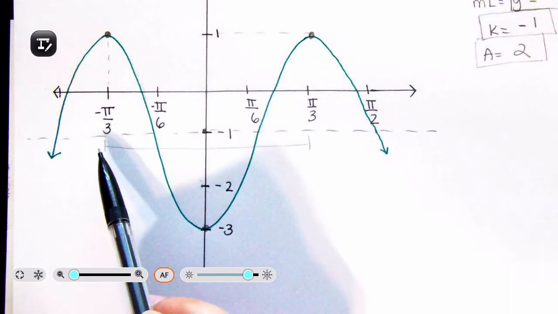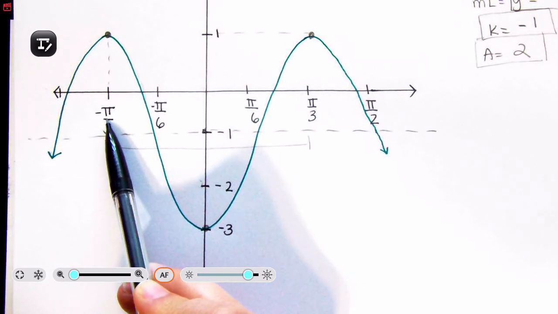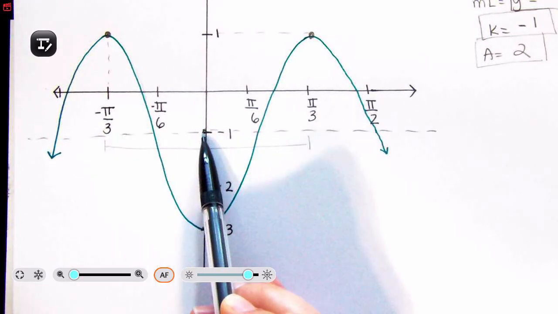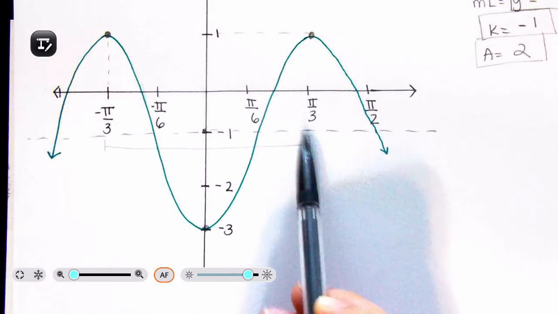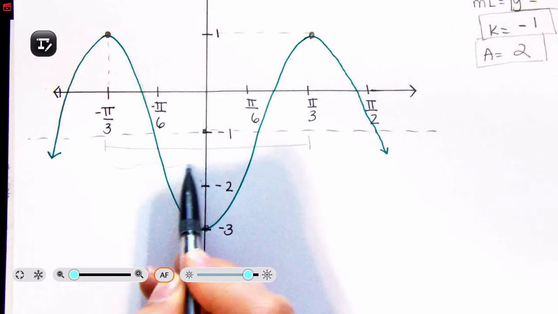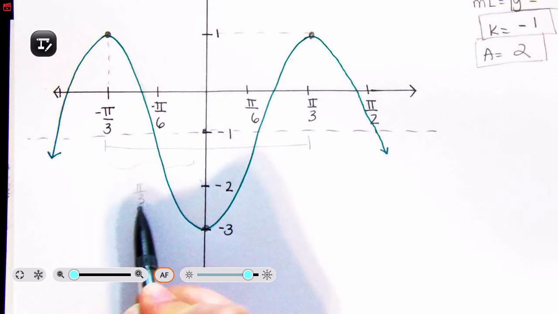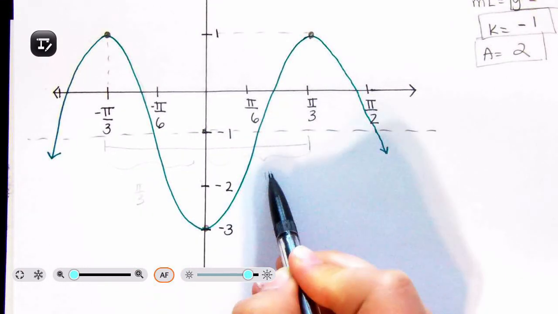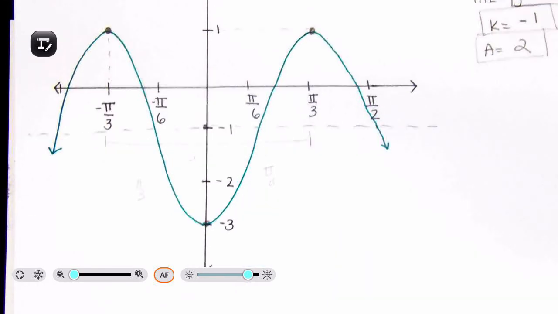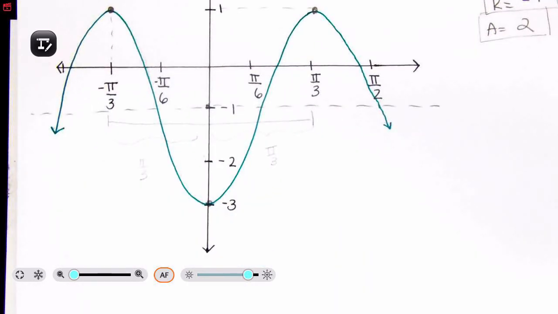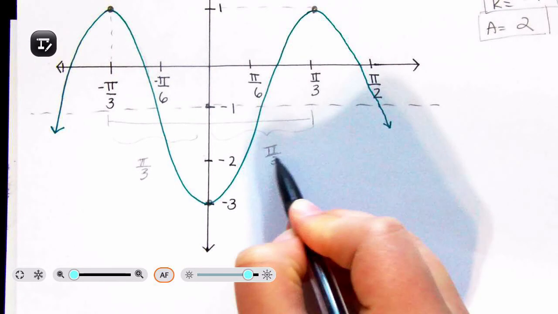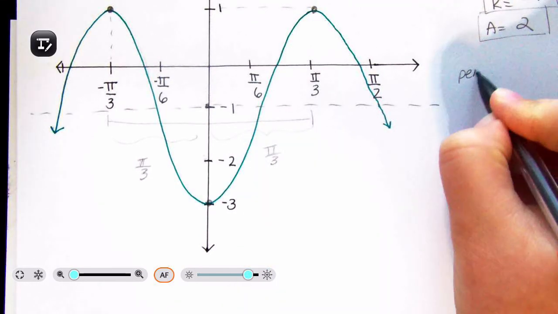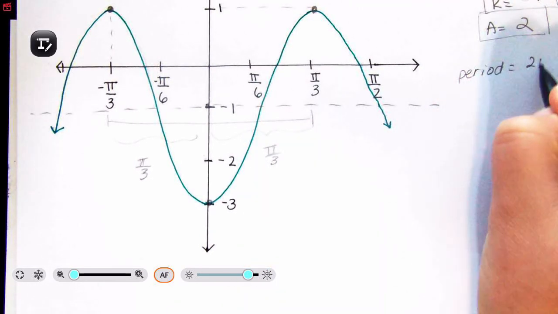Okay, so what is our distance? If I'm here at negative 3 pi, and I'm here at negative 3 pi, so what is our distance? Well, the distance between here and here is pi thirds. The distance between here and here is pi thirds. Remember, distance cannot be negative, and it's very difficult for you guys to see this, but I'm just sketching it. So the distance is pi thirds, and the distance is pi thirds. So what is the total distance? So period is 2 pi thirds.